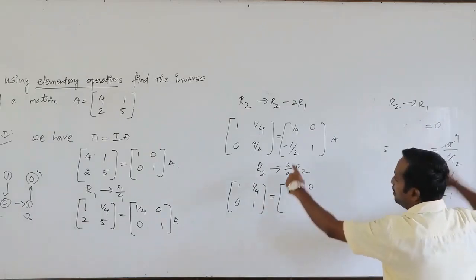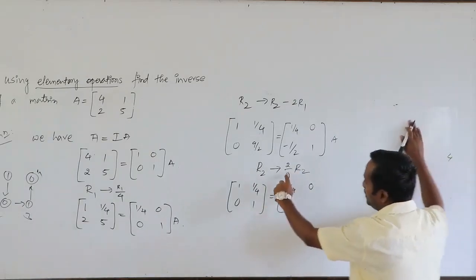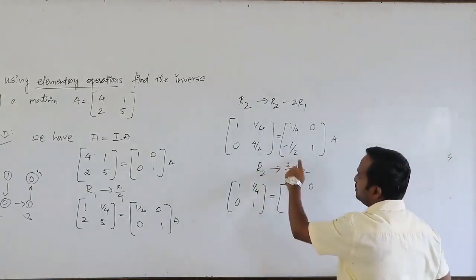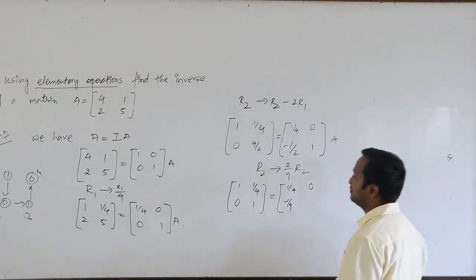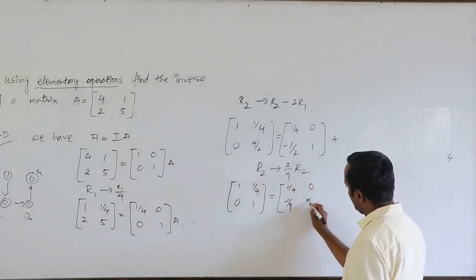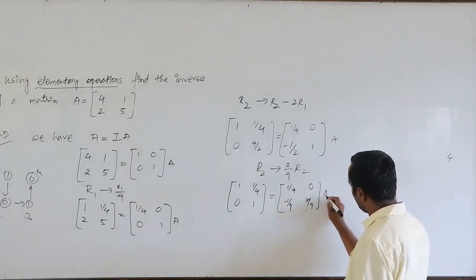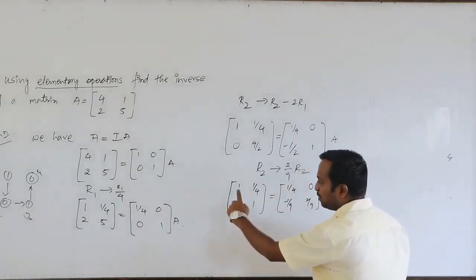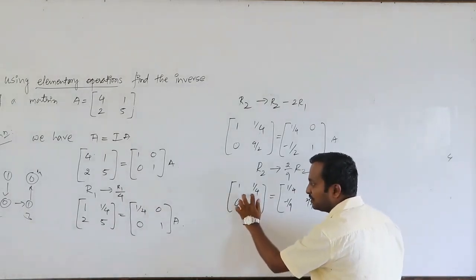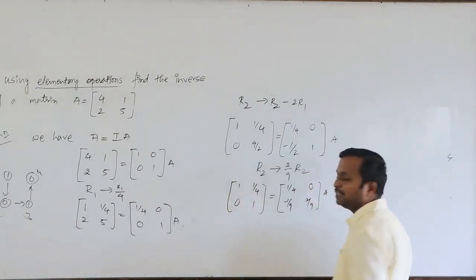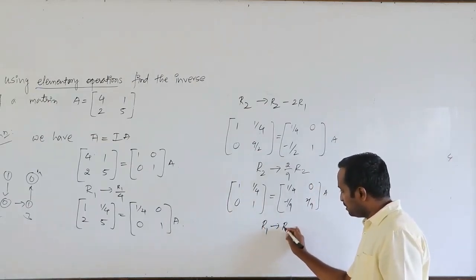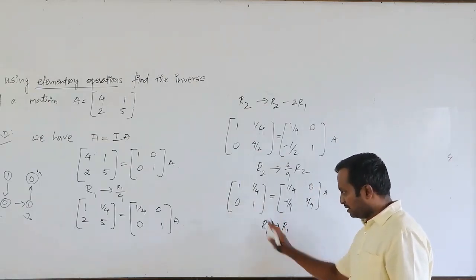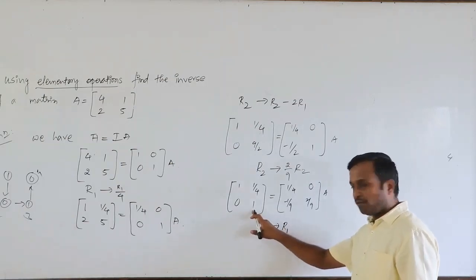Next, R2 is 9 by 2. 2 by 9 into minus 1 by 2: the 2 gets cancelled, so it becomes minus 1 by 9. 2 by 9 into 1 is 2 by 9. Okay, keep this as the first step, 1 0 1. Next step, this has to be 0. Which position is it? R1 must change. How?